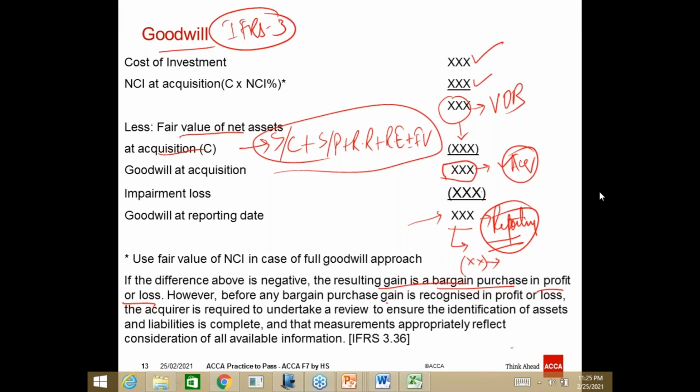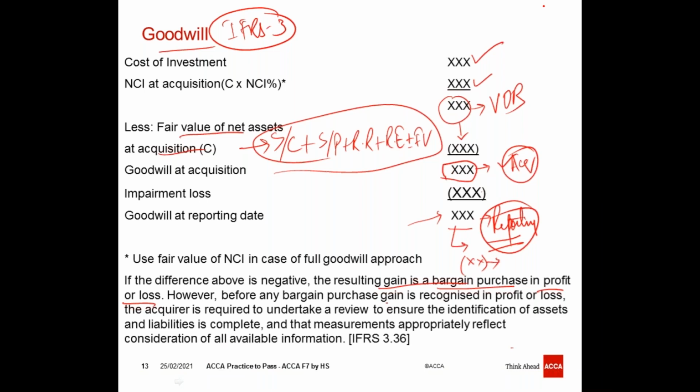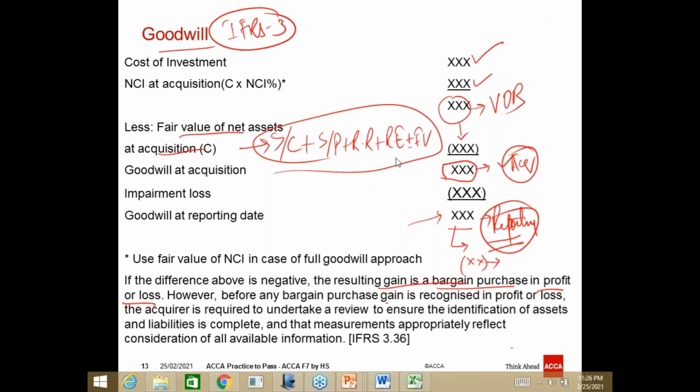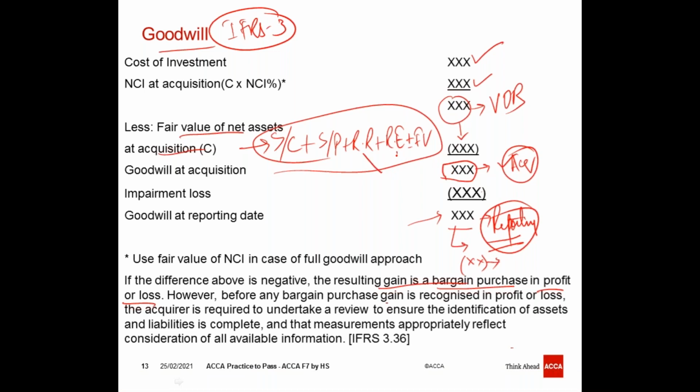Now, share premium, do remember this point. Share premium should be included in the fair value of net assets, but it should be the share premium of the subsidiary company. We never take any of the values of the parent company in order to calculate the fair value of net assets, because we are calculating the fair value of net assets of the subsidiary company. So all the figures should be for the subsidiary company. And the most important point here is that these three items, revaluation reserve, retained earnings and fair value adjustment, must be at the date of acquisition.